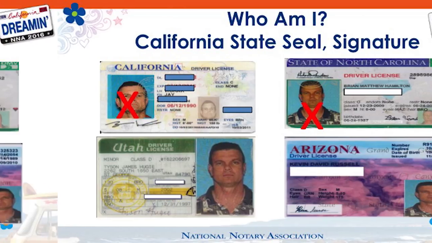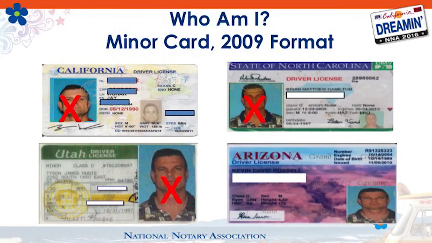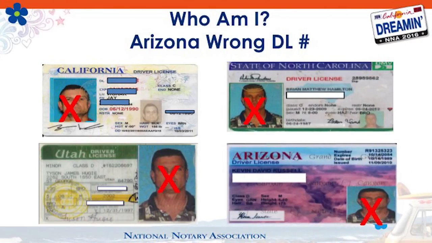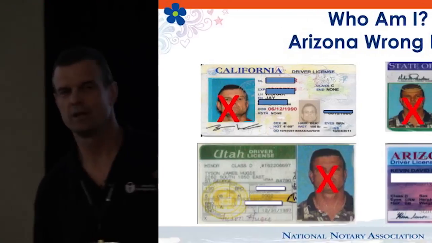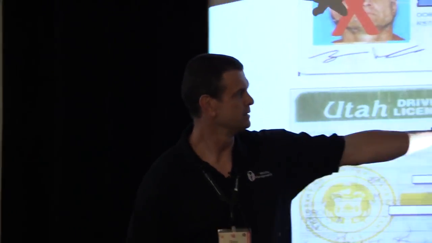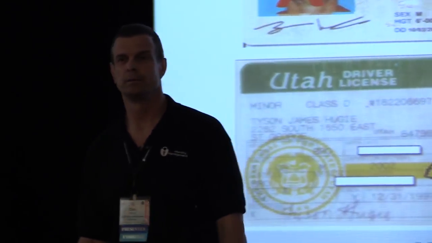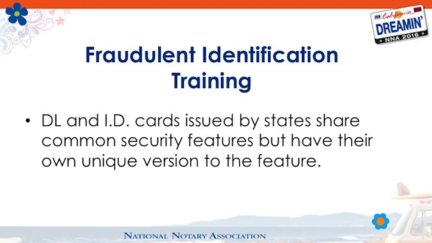Why can't I be Tyson from Utah? Well, that's a miner's license. I'm not a miner. That's their 2009 format. That's what their license used to look like back in 2009. Again, if you're not from Utah, you wouldn't know that. Why can't I be Kevin from Arizona? Well, the Arizona driver's license starts with one or two letters, B boy or D dog. This one starts with an R and its number. That's how you can tell right away it's fake. Starts with the wrong identification number.